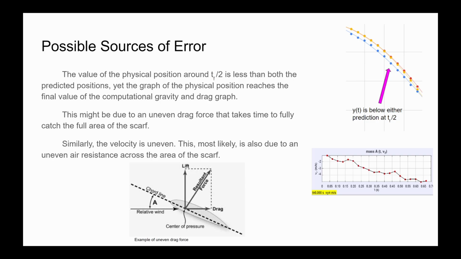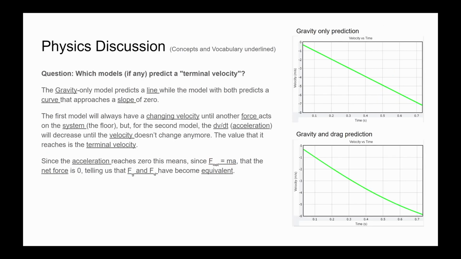My assumption is that there is an uneven drag force on the system. An example of this is a wing. The way that wings gain lift is by unevenly distributing drag forces. In the velocity graph on the right, it's not always going at the same speed, and it's not always constantly decreasing. The drag force is being unevenly distributed across the area of the scarf.